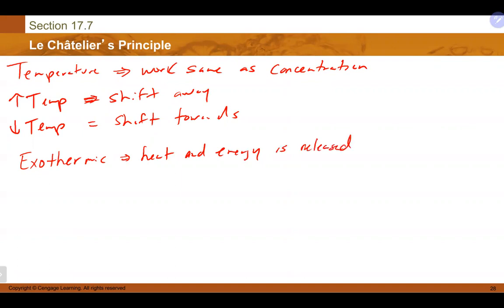And what that means in terms of a reaction is we sort of think of heat and energy, although it may not be correct in all aspects, as a product in that case, like it's being given off. So we think of heat and energy as really a product, which means if the reaction is exothermic and you increase the temperature, it should shift to the left. And if it is exothermic, you decrease the temperature, put everybody on ice, it should shift to the right.